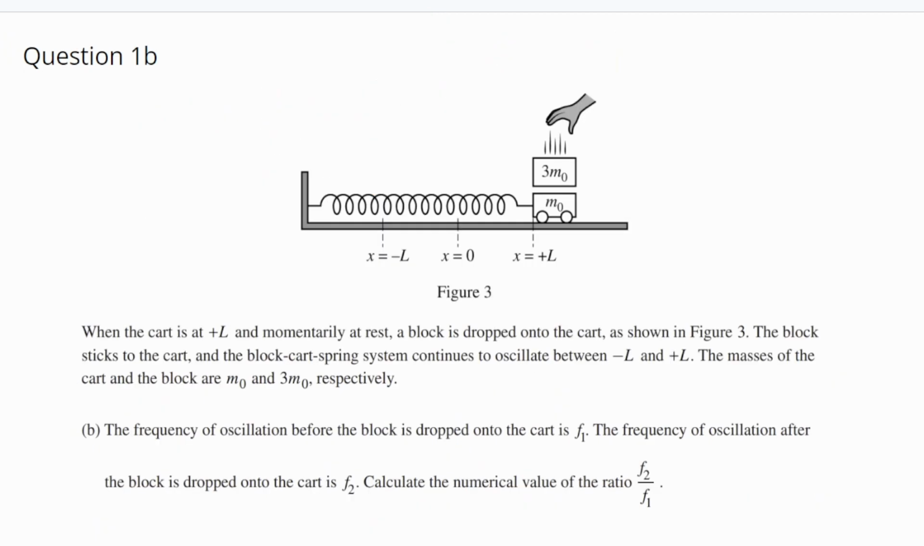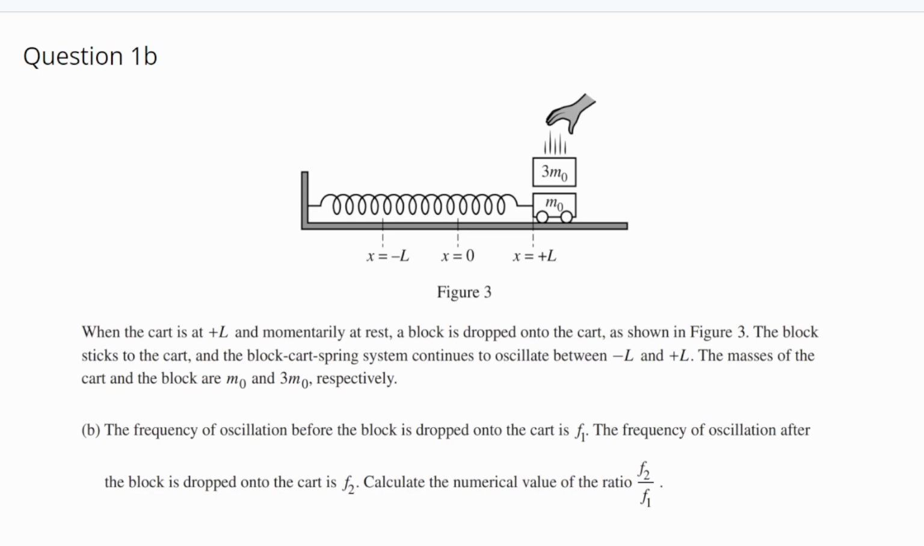Alright, so now we're at number 1b. For this one, it's the same problem as last time, but we have a new block of mass 3m dropped onto the system. So when we drop the new mass onto the system, the frequency is going to change because now a bigger mass is being oscillated, which means that it's going to go slower, in theory. We're trying to calculate the numerical ratio, which is possible because we're given both masses. In order to do this, we can use the formula that we're given on the formula sheet.